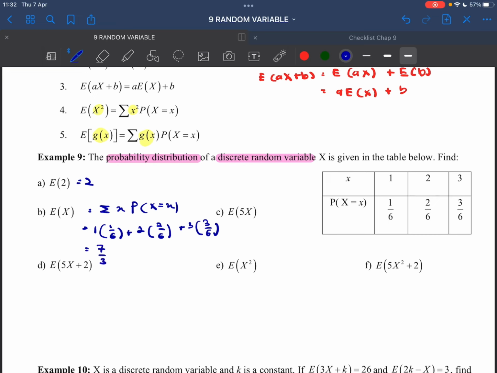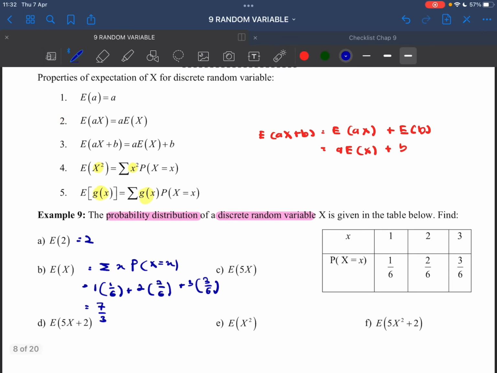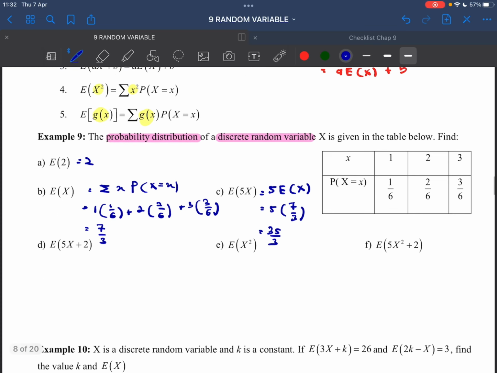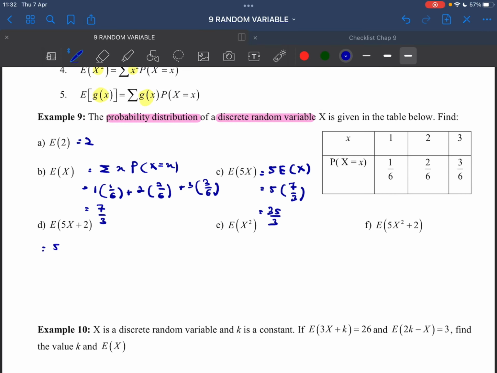Question C, E(5X). From property number 2, 5 is a constant, so we can take it out. That means 5 multiplied by E(X). E(X) is 7 over 3, so the answer is 35 over 3. Next, question D, E(5X plus 2). From property number 3, we have 5E(X) plus E(2), which is the same as 2. From question C, 35 over 3 plus 2, and we have the final answer 41 over 3.